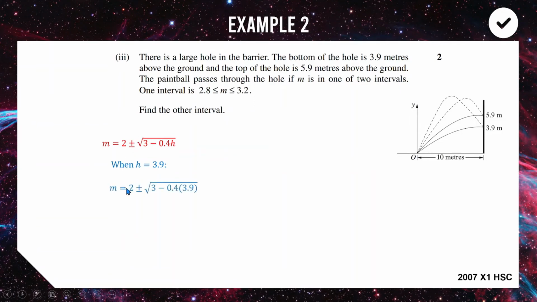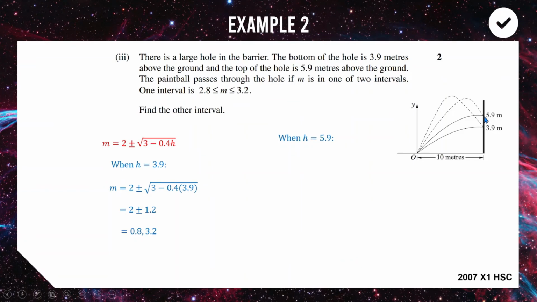So we're going to get m equal to 2 plus or minus the square root of 3 minus 0.4 times 3.9. This works out to be 2 plus or minus 1.2, which gets us 0.8 and 3.2. So they already got the 3.2. We've got the other one, which is 0.8. Okay, so 0.8 is just here and 3.2 is up here. Okay, this m value gets us there. The other m value gets us the dotted line and hits us there. Let's find the other one.